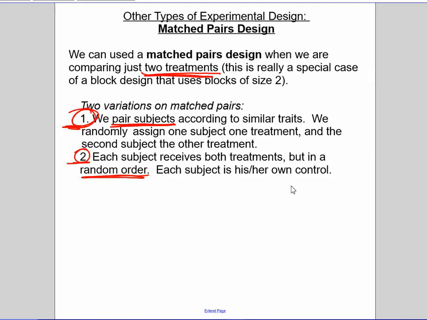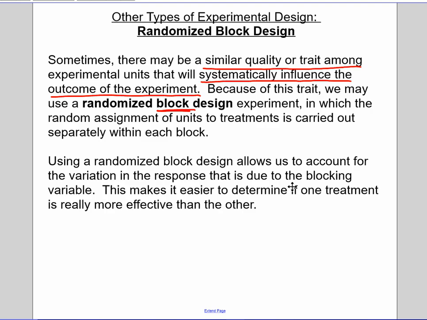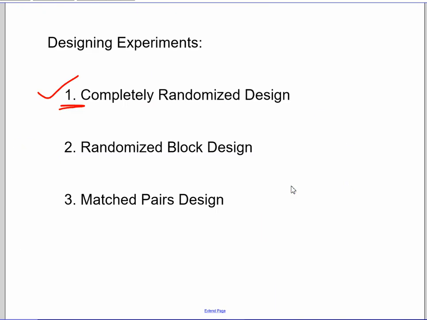Now, we've gone through the two types of matched pairs. We've gone through the randomized block design. So we have randomized block design, we have matched pairs. Keep in mind that I only use a randomized block design or a matched pairs to help reduce the effects of a confounding variable, right? I don't just do it to do it. I do it because it makes my completely randomized design better.